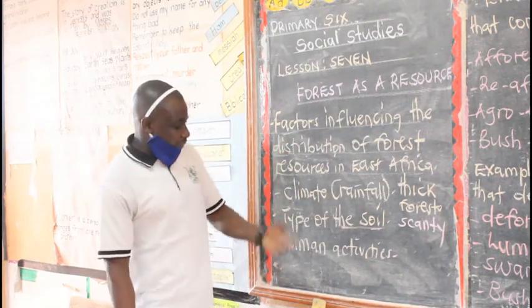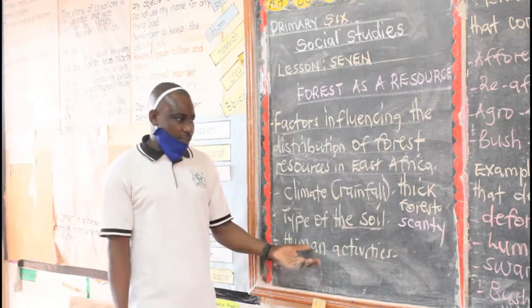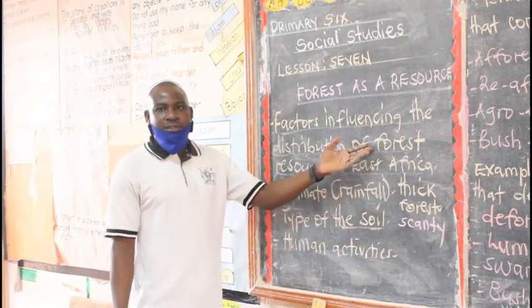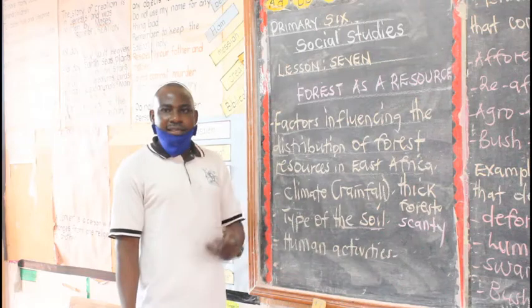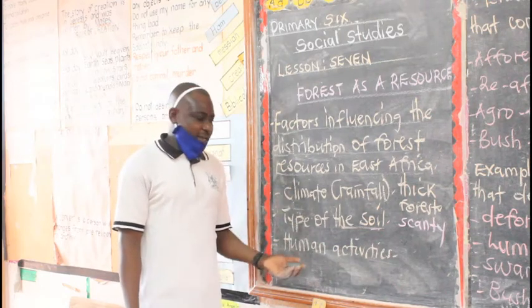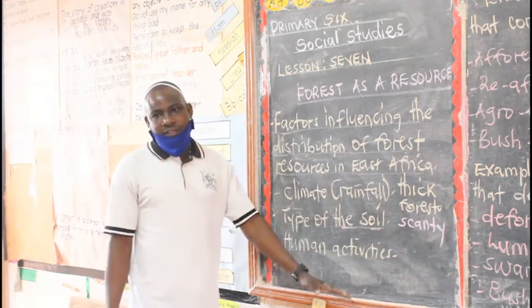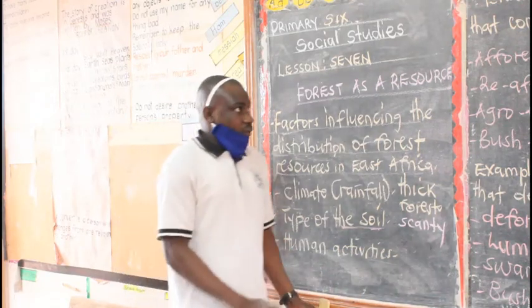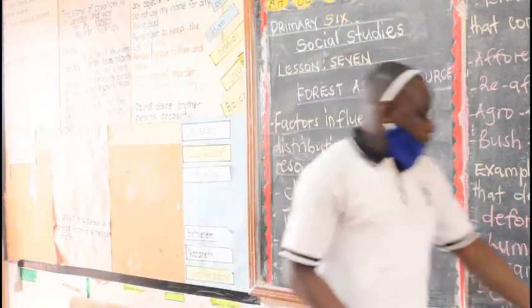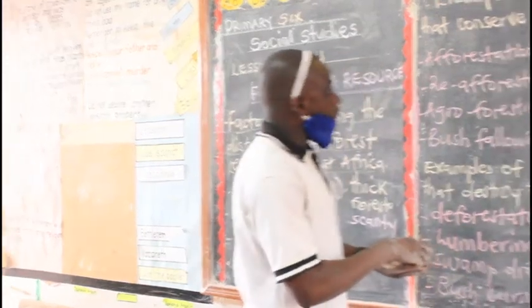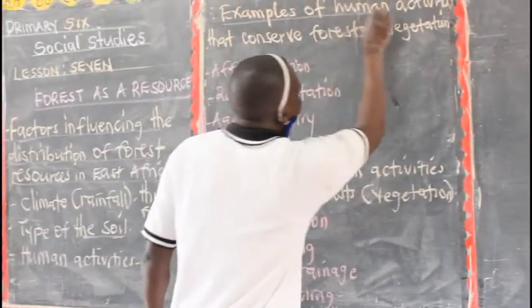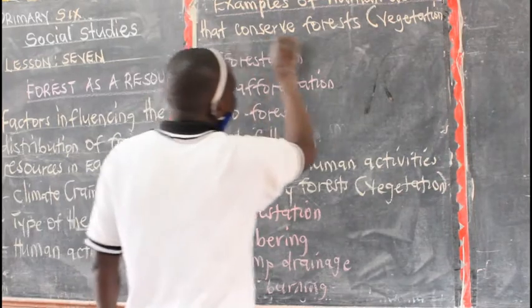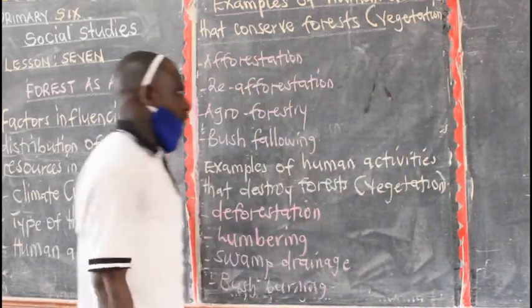You can see that some human activities can support the forest distribution in East Africa, unlike some other human activities that affect forest distribution negatively. Then we can look at examples of human activities. Examples of human activities that conserve forests or vegetation.